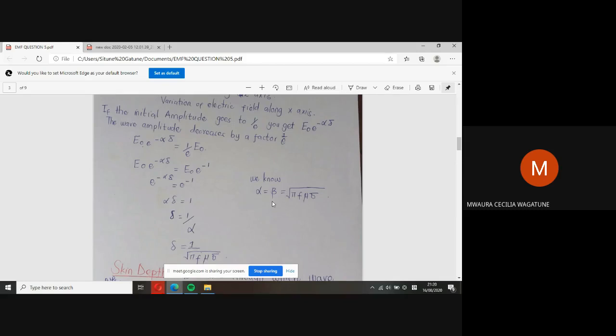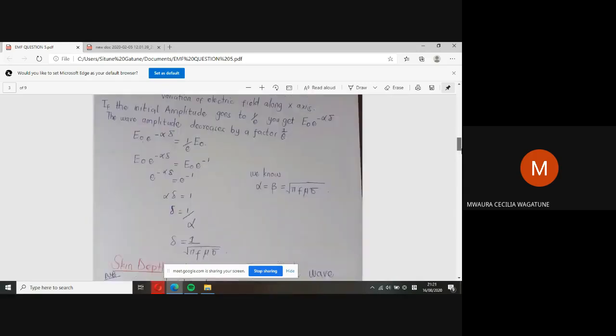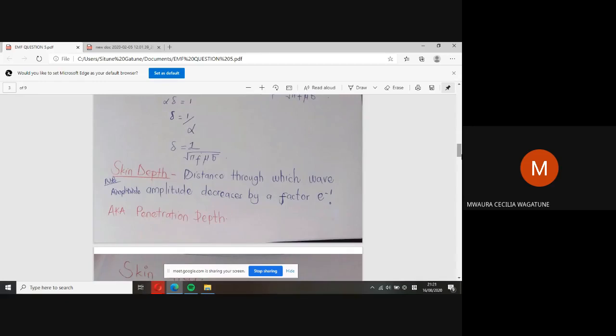While using the formulas from Maxwell's equations, you will find this formula: attenuation is equal to the magnetic field intensity, which is equal to the square root of pi f mu conductivity. You replace this formula here, and this is the skin depth. Another definition of skin depth is the distance through which the wave amplitude decreases by a factor of 1 over e. I hope everyone has understood that.